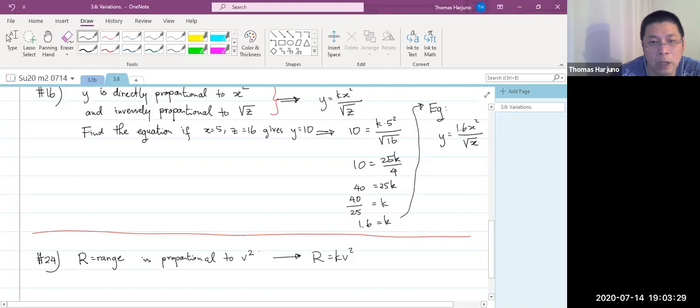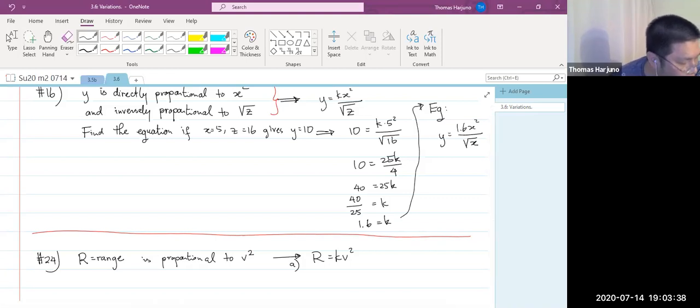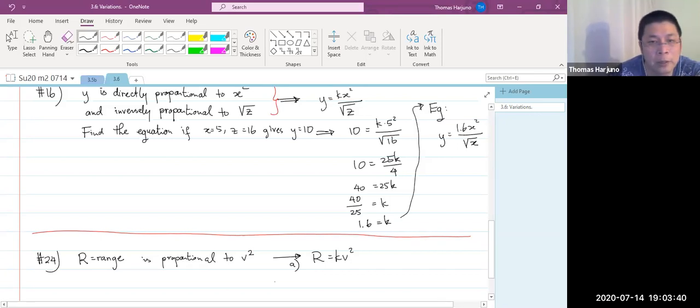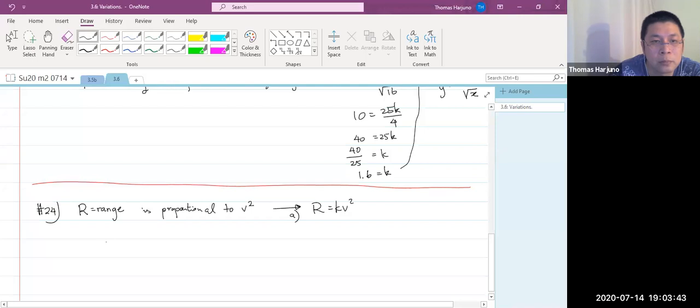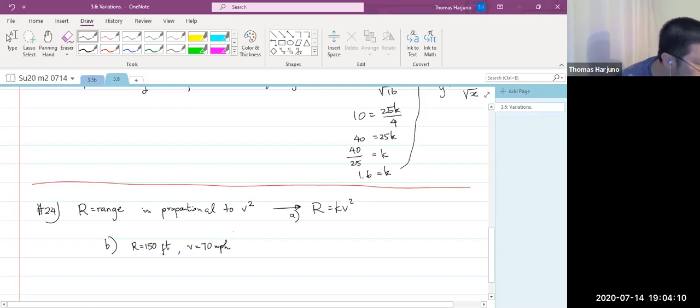Part A, express r as a function of v by means of the formula that involves a constant of proportionality k. Now then part B, a motorcycle daredevil made a jump of 150 feet. So that's the range, 150 feet. If the speed of coming off the ramp is 70 miles per hour, so v equals 70 miles per hour, find the value of k in part A.